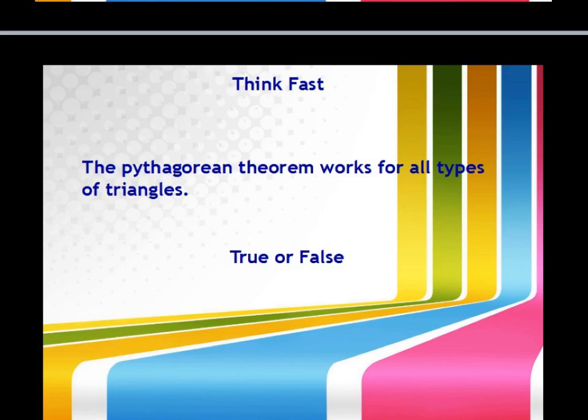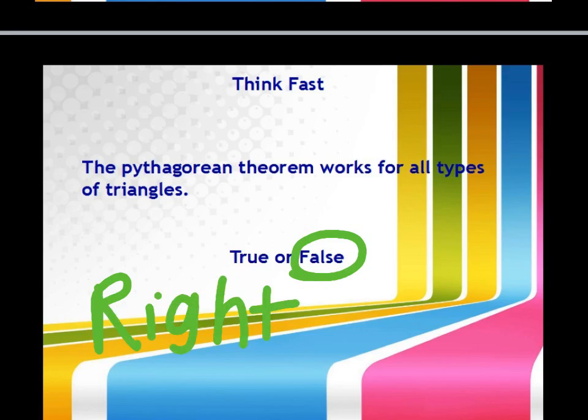Alright, so think fast. The Pythagorean theorem works for all types of triangles, true or false. And you can pause this video to think about the answer. The answer to this question is false. It only works for right triangles. If the triangle does not have a right angle in it, then the Pythagorean theorem will not work for it.